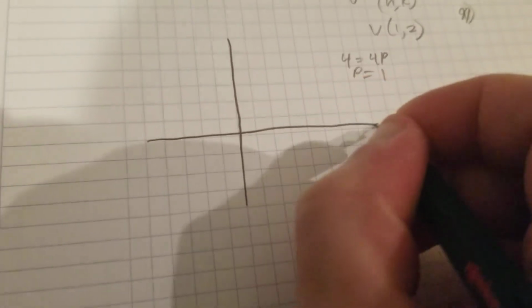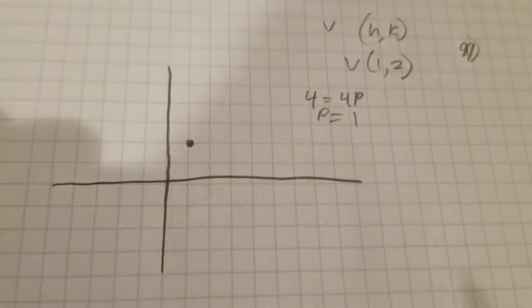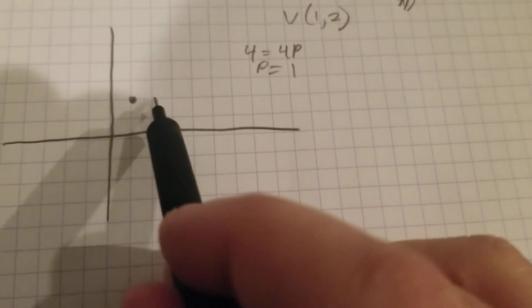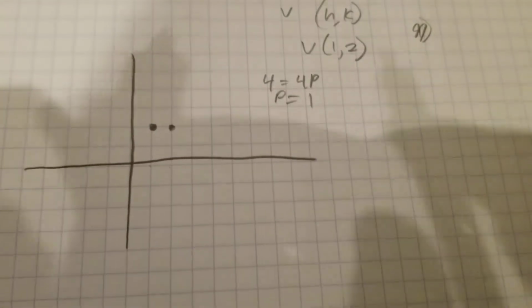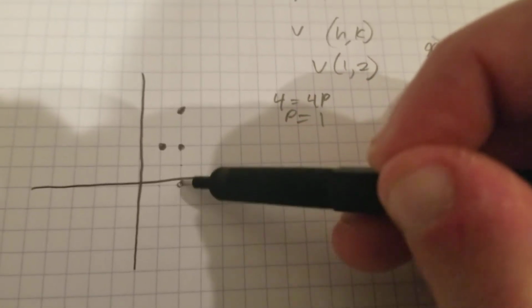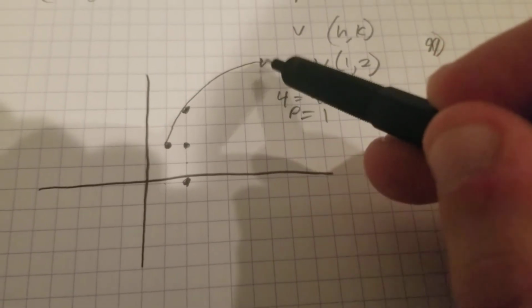So let's graph this really fast. It's going to look like this. So our vertex at 1, comma 2, here's 1, 1, 2. And then p, we know is 1, so we're going to go p here. Here's our focus. And then we're going to go 2p up and down, 1, 2, and 1, 2. And our graph is going to look like this, sort of.